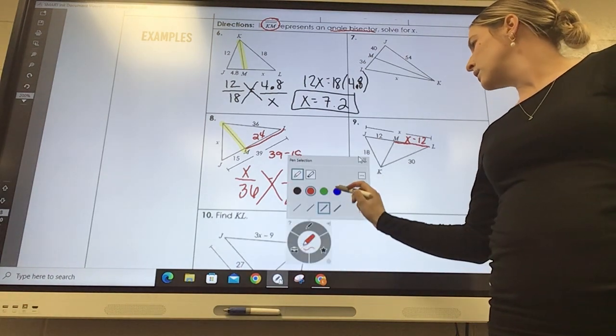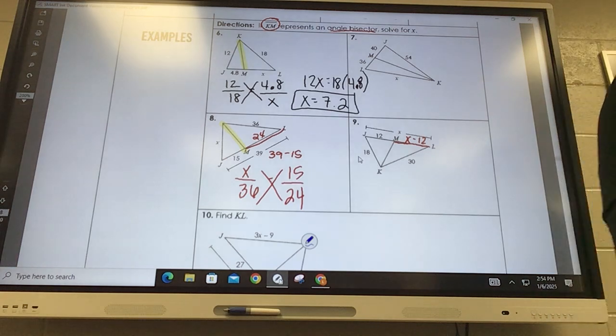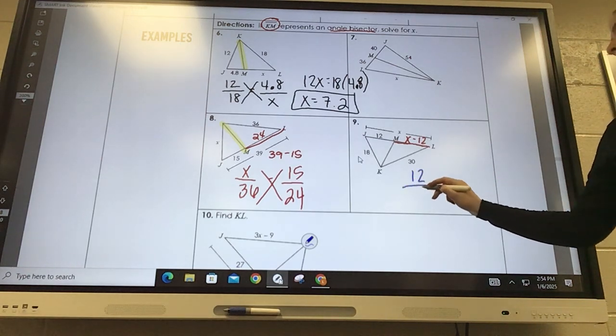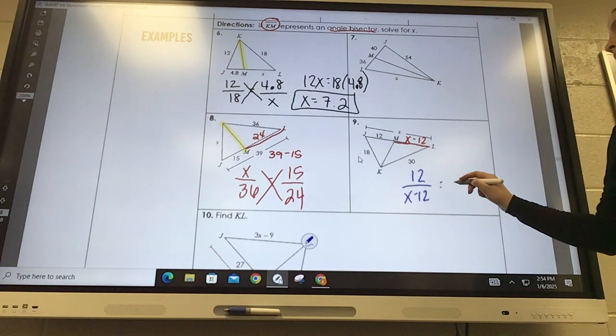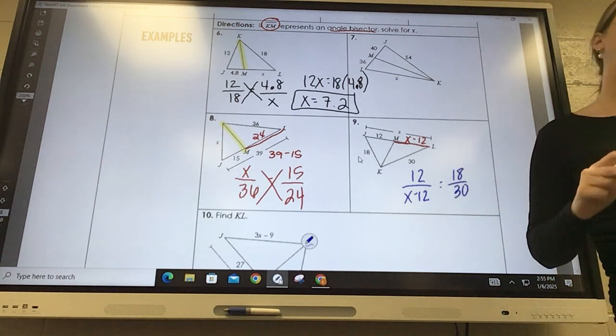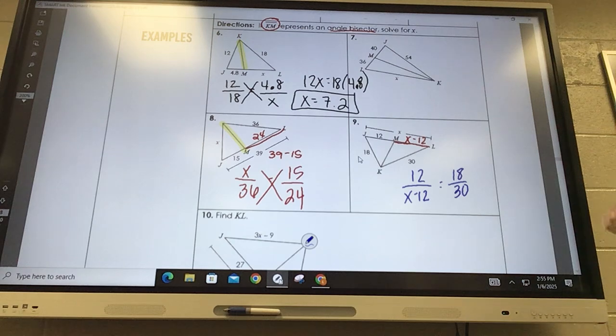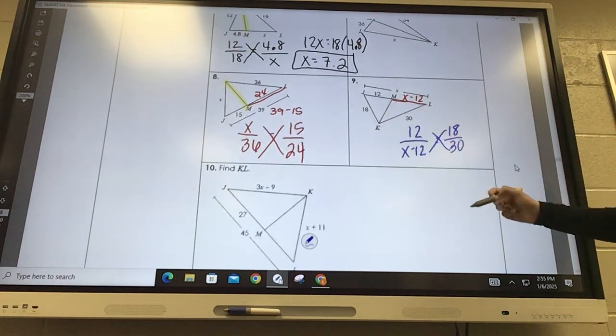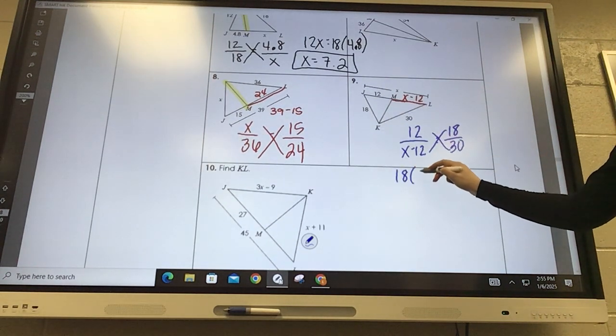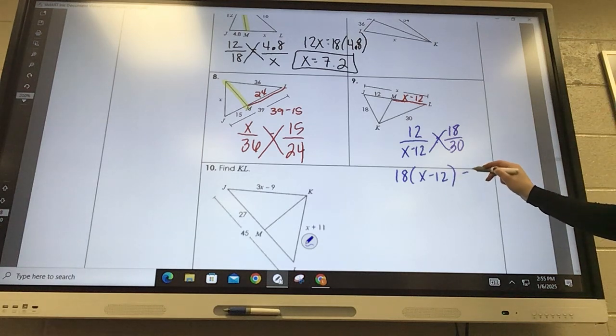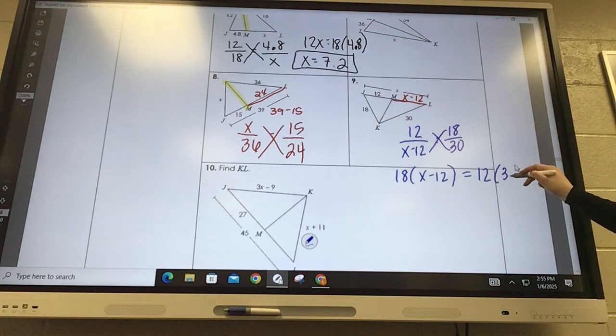So now, who can set up an equation for me? Charlie, why don't you set one up for me? 12 over x minus 12 equals 18 over 30. Good. Perfect. Remember, proportions are flexible, so as long as whatever you wrote on your paper, when you cross multiply, you have the 18 multiplying to your x minus 12 and your 12 multiplying to your 30, you're good, okay?